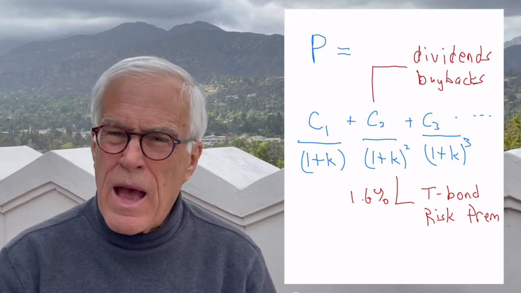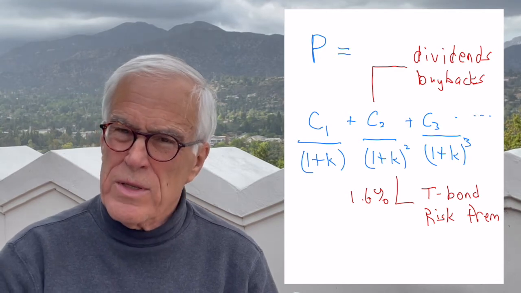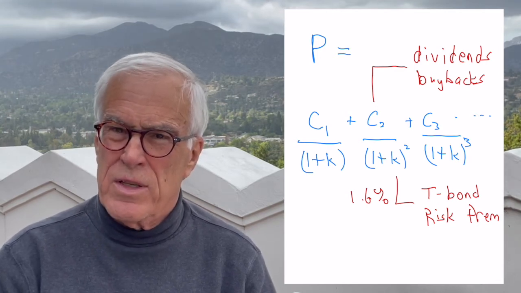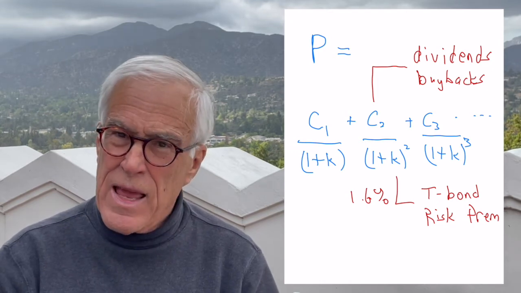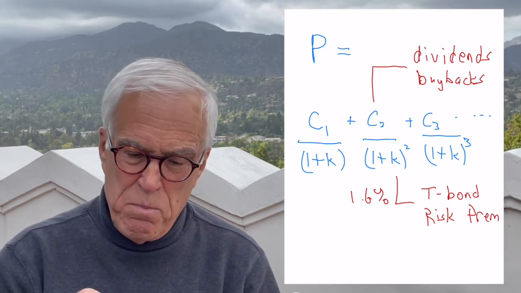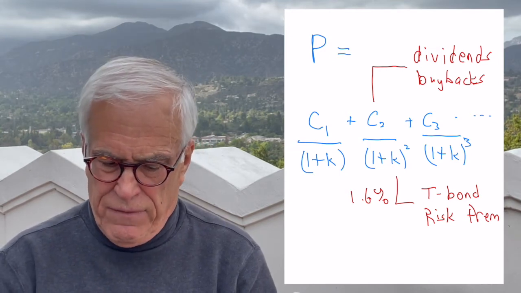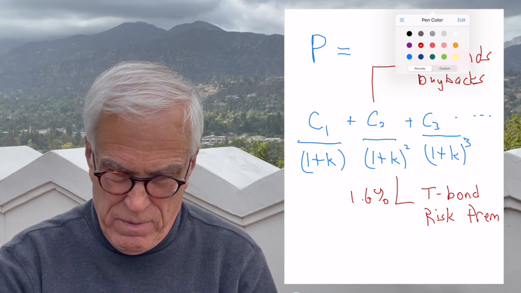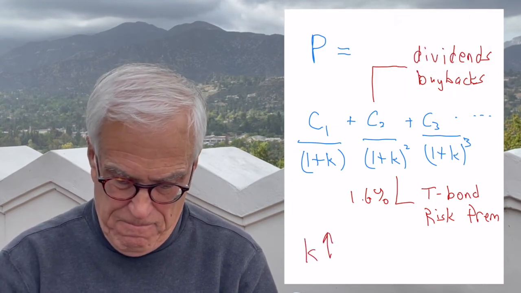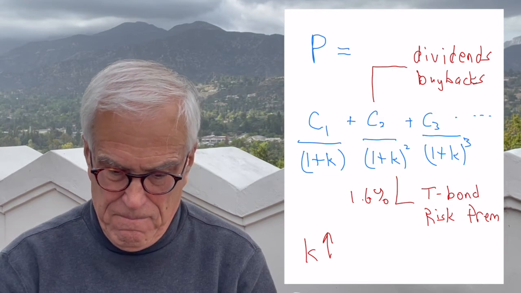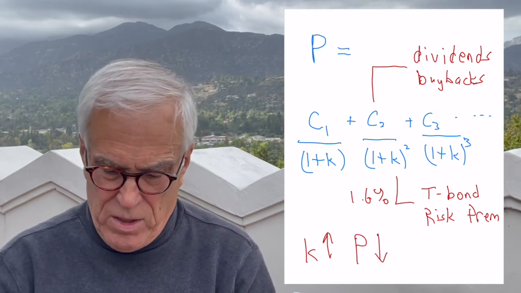Now, how does this relate to the market today? Well, let's hold these cash flows constant, these C's. They don't change very much over time. In that case, P and K determine each other. If K goes up, you're dividing by a bigger number, and P goes down.